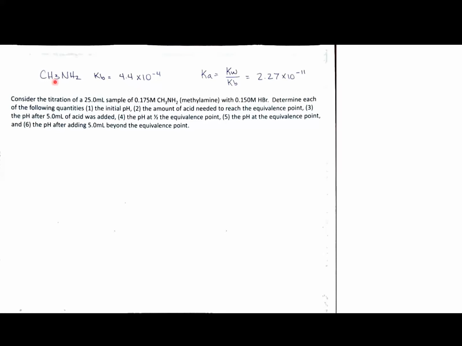Now, we looked at the Kb for that, but we're also going to need the Ka for it when we have its conjugate acid. So remember, the Ka is the ratio of Kw to Kb, and that'll give us a rather small number, 2.27 times 10 to the minus 11.